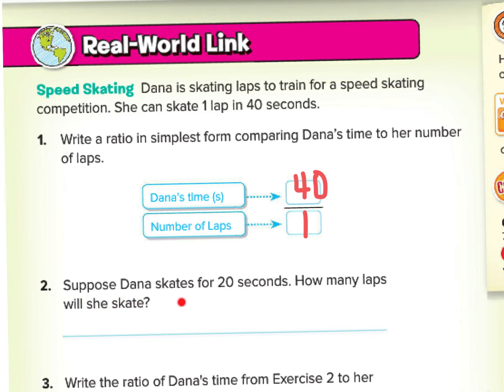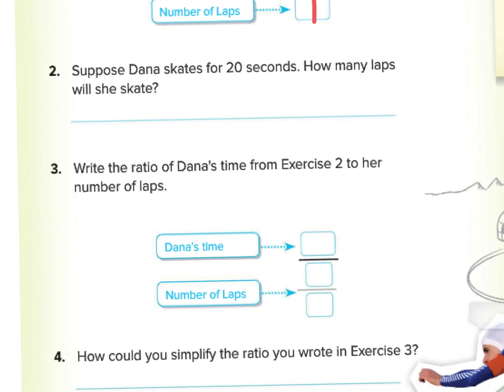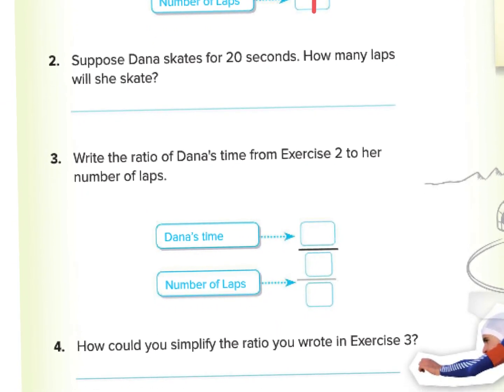So suppose Dana skates for 20 seconds. How many laps will she skate? Well, at 20 seconds, if we're cutting down the time by half, right? Let me move this up. So how many laps will she do? She will do a half a lap, correct? Half of a lap.